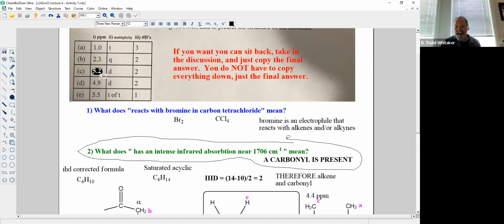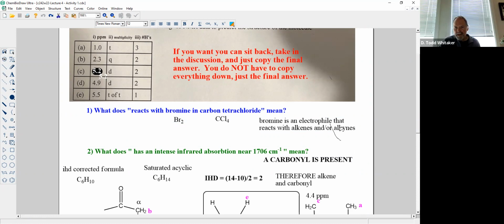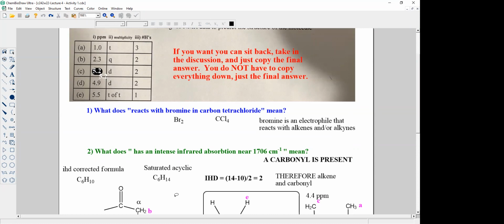There's a pi in a carbonyl. That's an IHD of 1 for a pi. You can't have two pi bonds, which an alkyne would have, and a carbonyl. That would be an IHD of 3, wouldn't it? If you had an alkyne that has an IHD of 2 and a carbonyl, IHD of 1, the total would be 3. The formula would be C6H8O2. And that was not the right formula.